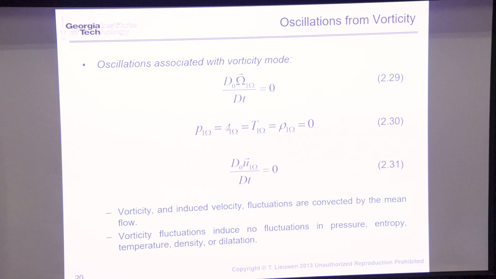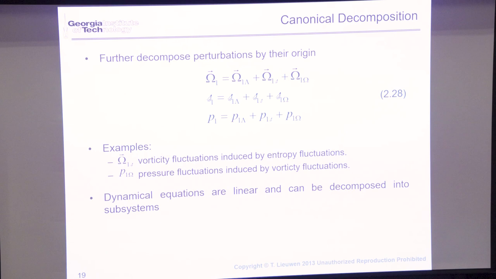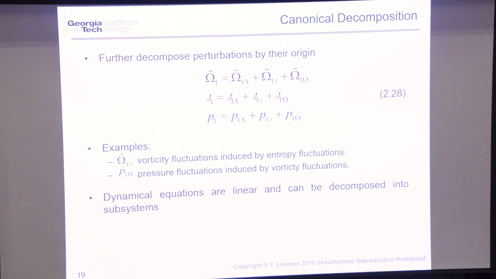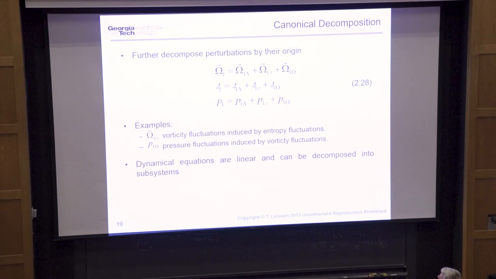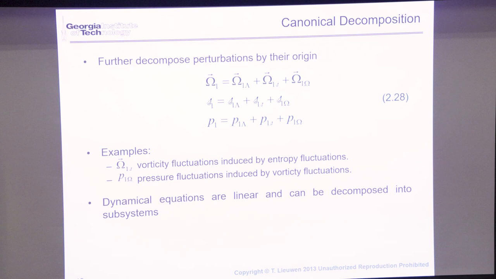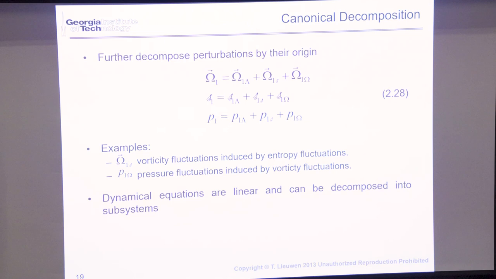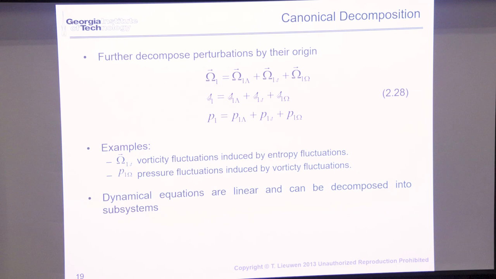So now what I'm going to do is just expand on this. This naturally suggests a decomposition. It suggests that I can decompose every variable as a sum of an acoustic, a vortical, and an entropy part. So for example, I can write the pressure P1 as a sum of essentially an acoustic part, and remember, acoustic is dilatational, so this lambda denotes a dilatational part. I can summarize it as a dilatational or acoustic, an entropic, and a vortical part. Or the entropy fluctuation, I can write it as an acoustic, entropic, and vortical part. Or the vortical as an acoustic, entropic, or vortical part. So for example, this omega 1s would be vorticity fluctuations induced by entropy fluctuations. So I can think about every different thing as being a sum of these three kinds of disturbance modes.